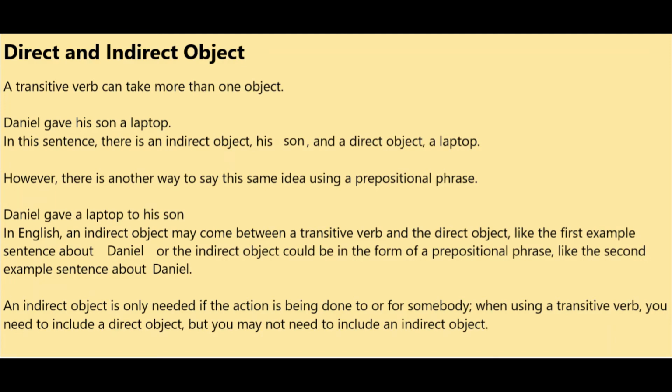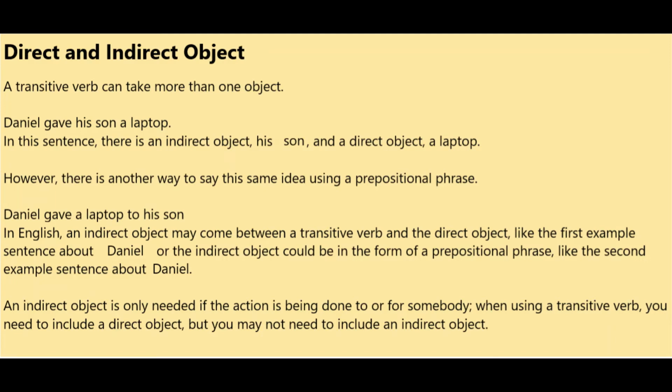So here is an example. Daniel gave his son a laptop. Okay, here you can see there are two objects. Daniel is the subject, gave is the verb, his son is an object, and laptop is also an object. The indirect object is his son and the direct object is laptop. Why is his son an indirect object and laptop a direct object?